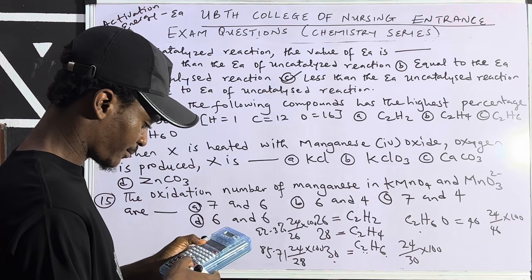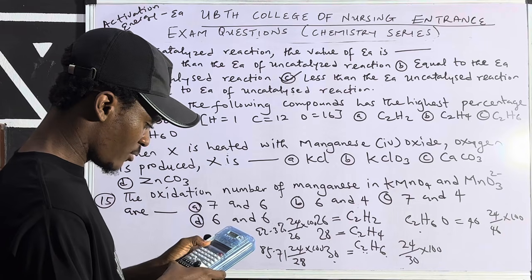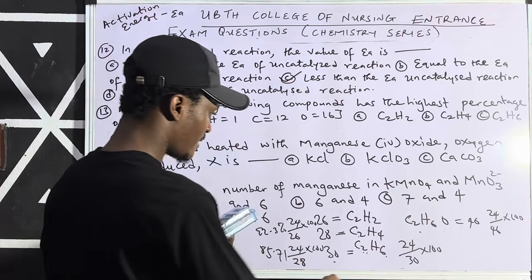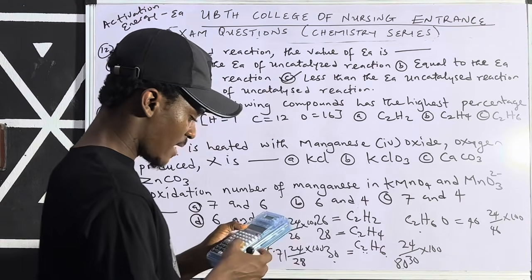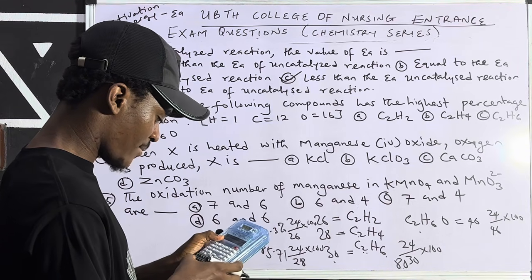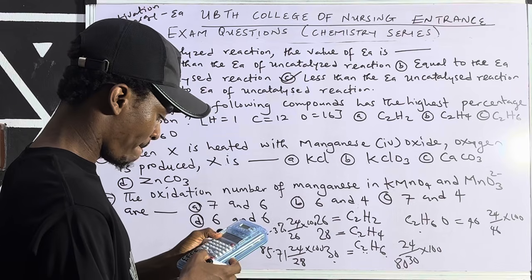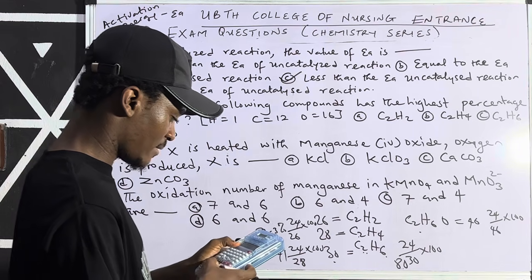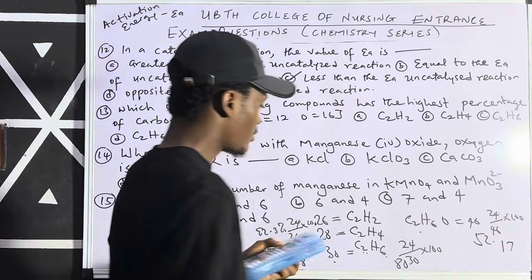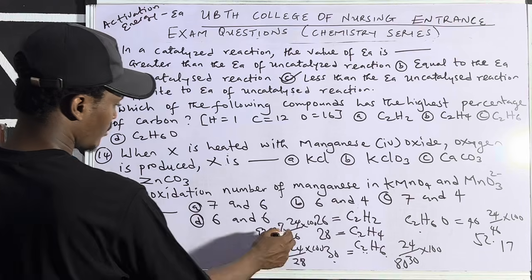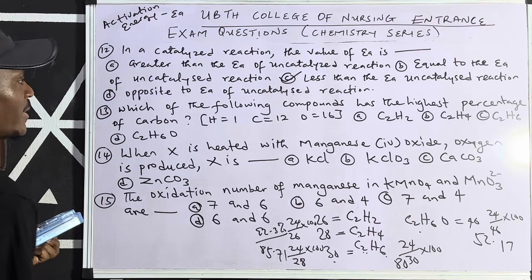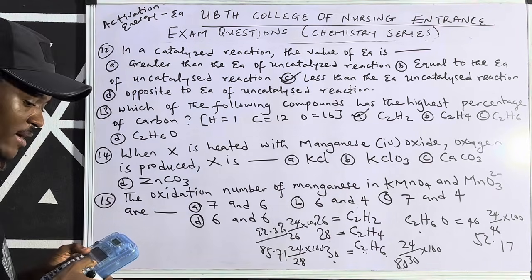Then the next, 24 times 100 divided by 30. We obtain 80. Then the last one is 24 times 100 divided by 46. We obtain 52.17. So the one that has the highest is the first one, which is 92.3%. So let's check which option would be the best. Option A is the right answer.